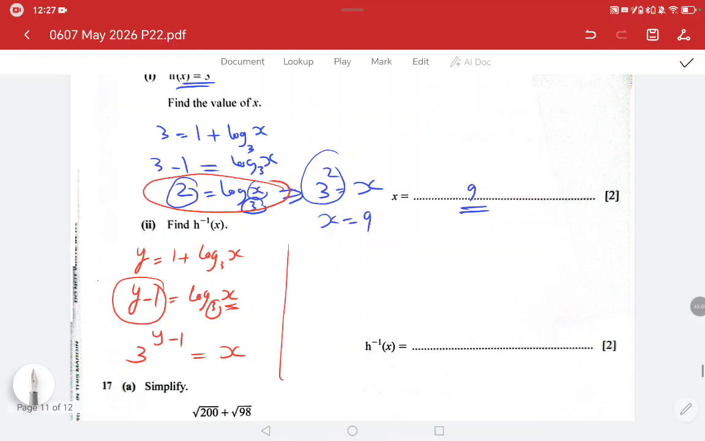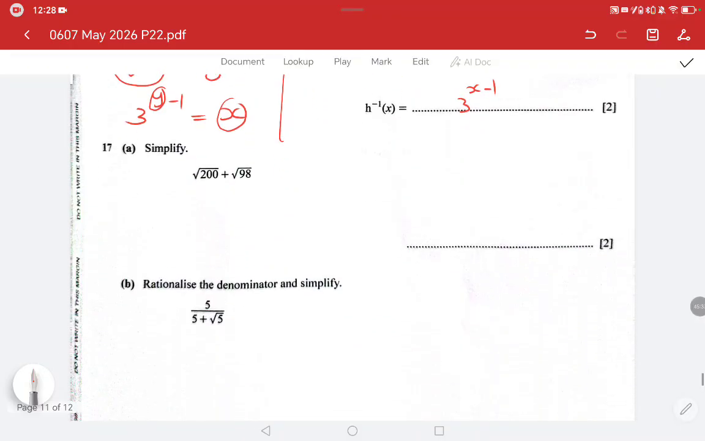Now y equals 3 to the power of x minus 1, after I switch this with this. So this is the answer. At the end, we need to switch, so make y the subject. This is what we did, and remember that you have to convert from the logarithm form to the exponent form.